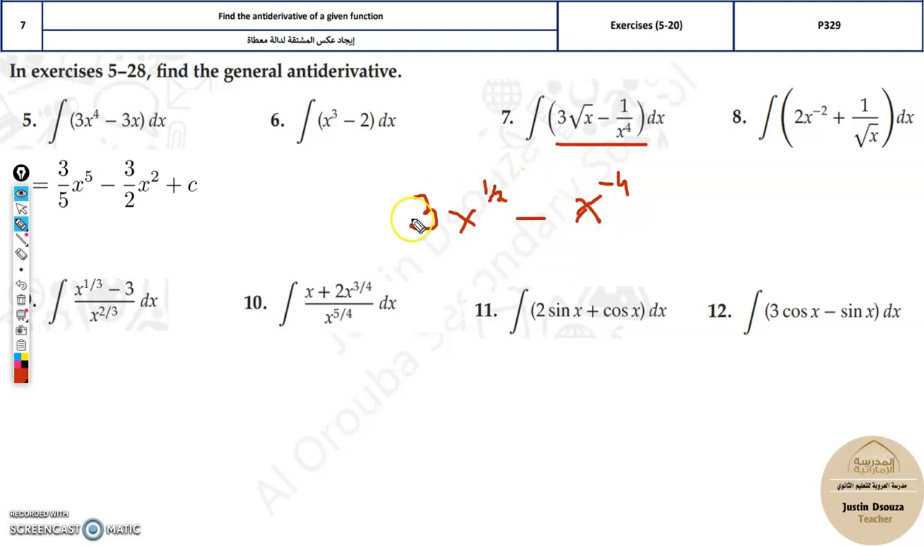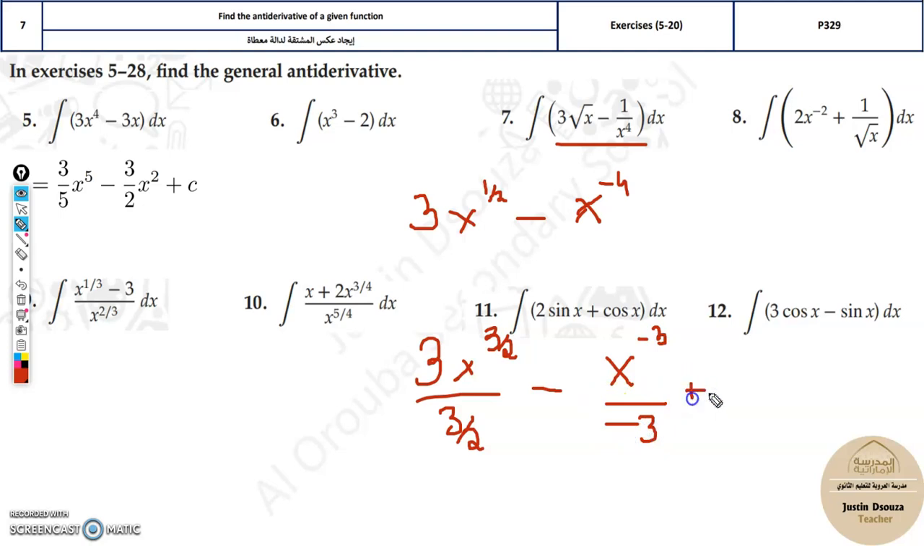Now, you should use the power rule. Just now what we did over here. So 3 is a constant, leave it. Half plus 1 would be 1.5 or 3 by 2, divided by 3 by 2, minus x to the power minus 4 plus 1 is minus 3, divided by minus 3, plus c. Now simplify. See, it is 3 divided by 3 by 2. The answer would be 2, or 3 divided by 1.5.